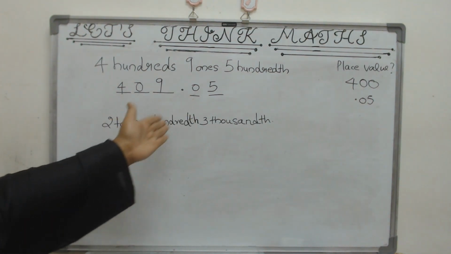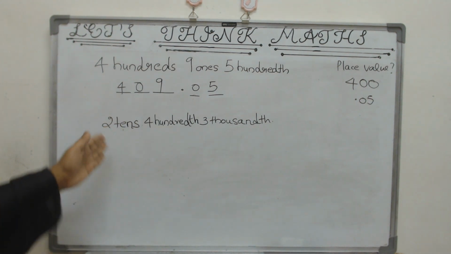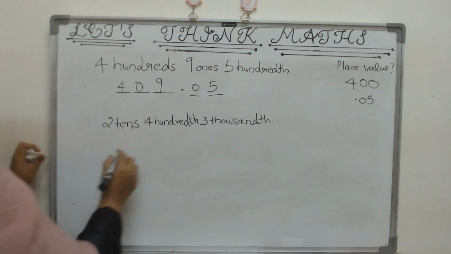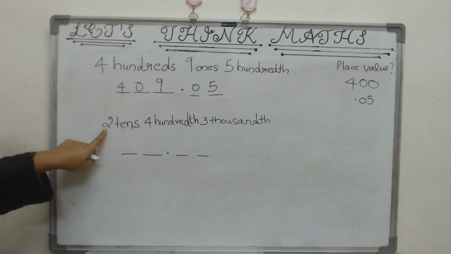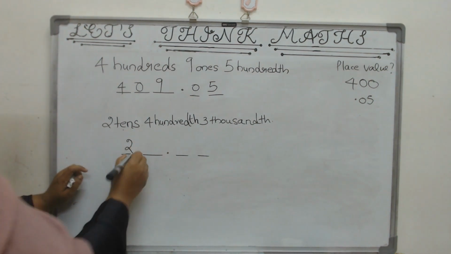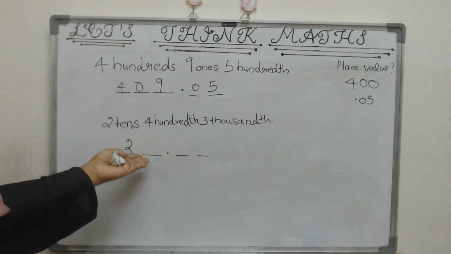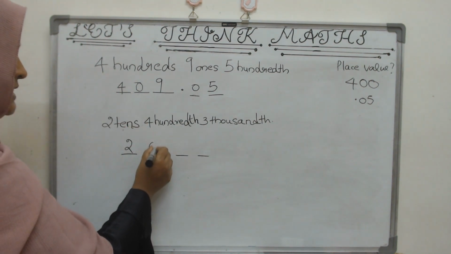I have just written down the place value of the digits. 2 tens. So the number we are looking for has 2 digits. And what comes in the tens place? 2. What about the ones place? There is no mention about that. That means it is 0.